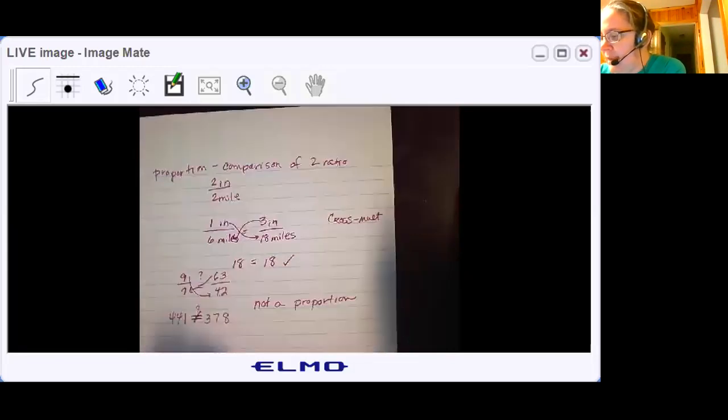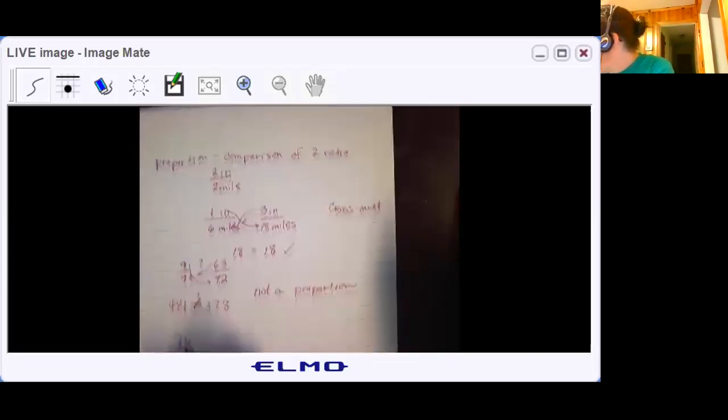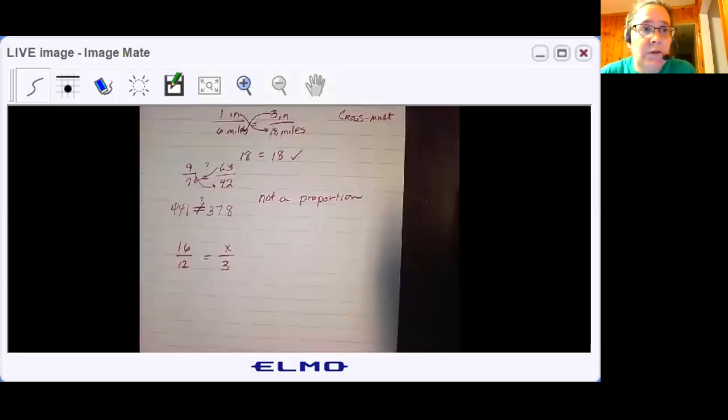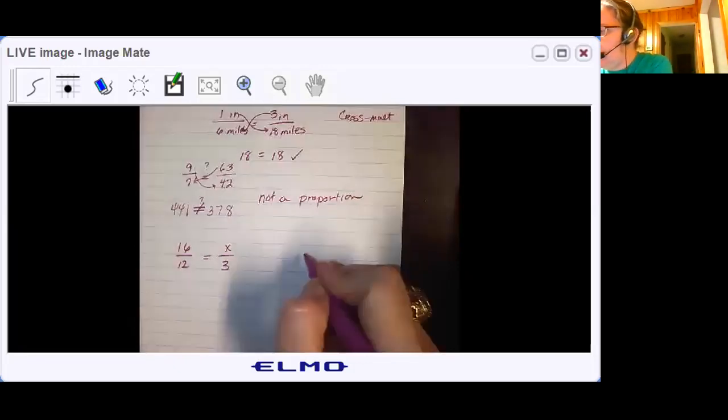You go 16/12 equals x over 3. Well, there's a problem. I don't have 4 numbers here to deal with. But it doesn't change my process. The same thing, I'm going to cross multiply because I want to get rid of those fractions. I want to simplify it down a little bit. So the first thing I'm going to do is cross multiply.